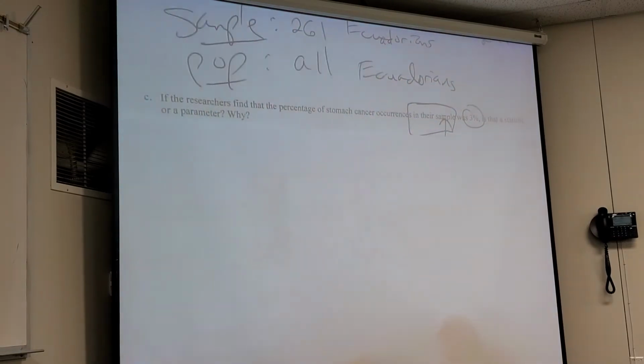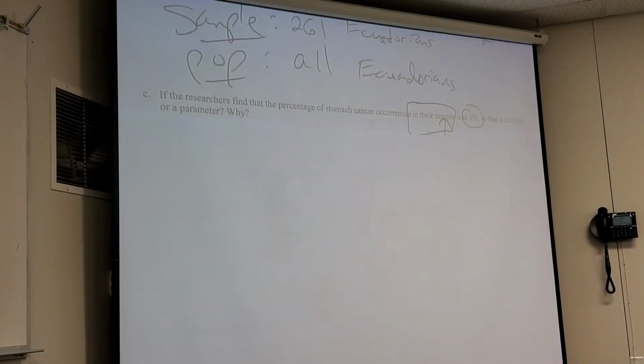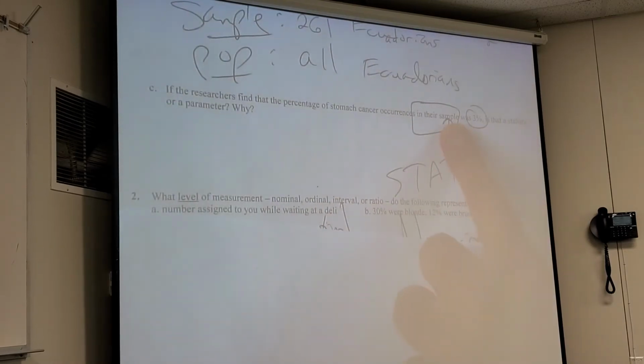I kind of gave it away with my circling up here, but what part of this tells you it's a statistic? The fact that part C here is talking about the sample. Don't say it's a statistic because it's a percentage. That doesn't. A parameter could be a percentage. That doesn't tell me why it's not a parameter. It's a statistic because it describes a sample. Bam.